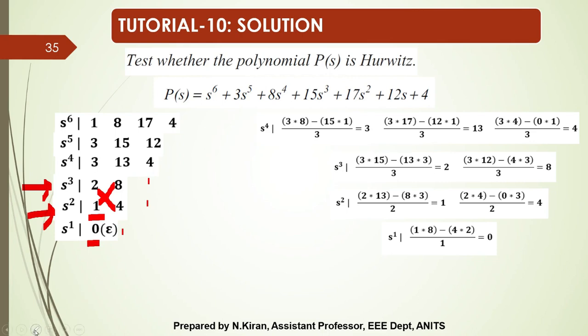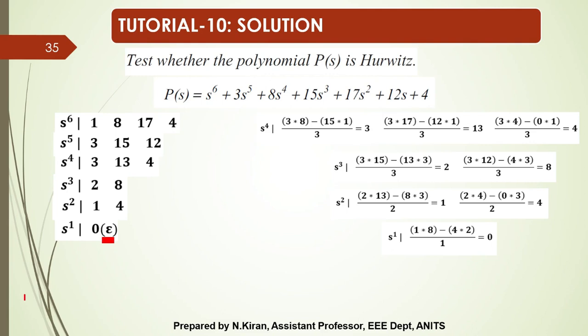Remember, if in the array that we have obtained the first column element is 0 by any chance, only the first element, then we assume some small positive number epsilon and replace it in place of 0.